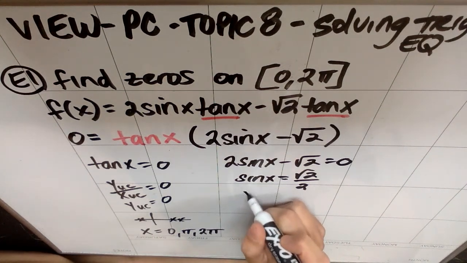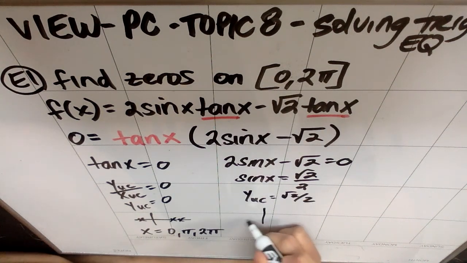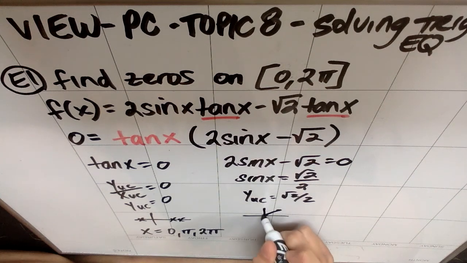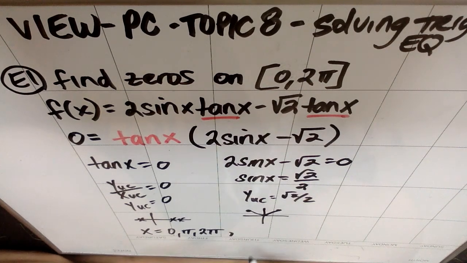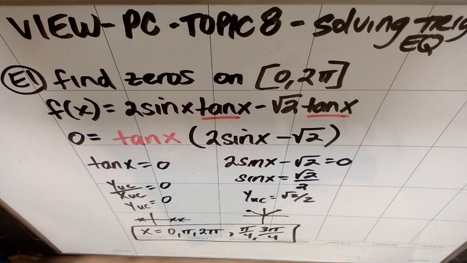Over here, I want to know where the y on the unit circle is root 2 over 2. Well, that's going to happen at the pi over 4s, those 45-degree angles that are above the x-axis. So that's going to be here and here. So my other 2 answers are going to be pi over 4 and 3 pi over 4. And so there are 5 zeros on this interval, and there they are. So that's my example 1.